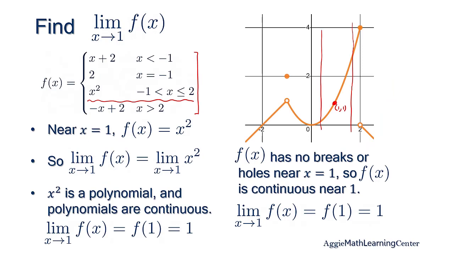Here's a quick summary of the two ways we found this limit and how they compare. Notice how both methods leverage the fact that f of x is continuous near x equals 1. Feel free to pause the video if you want to look at it more.